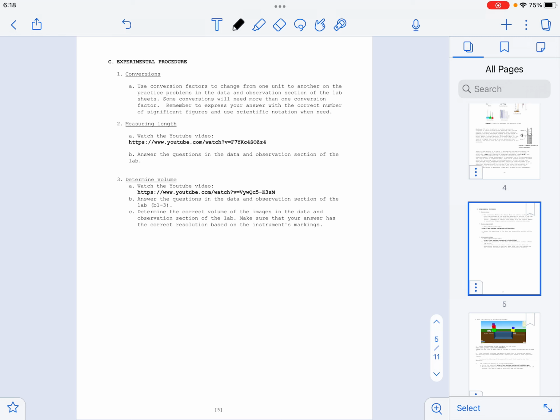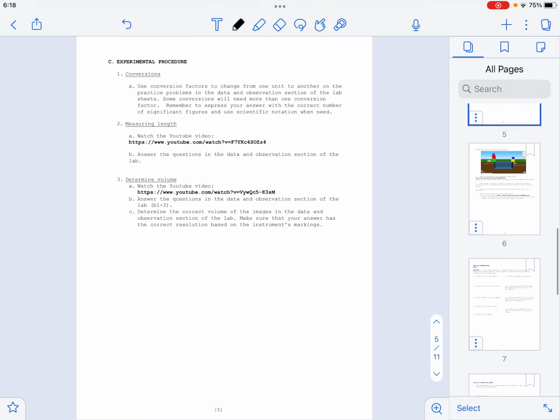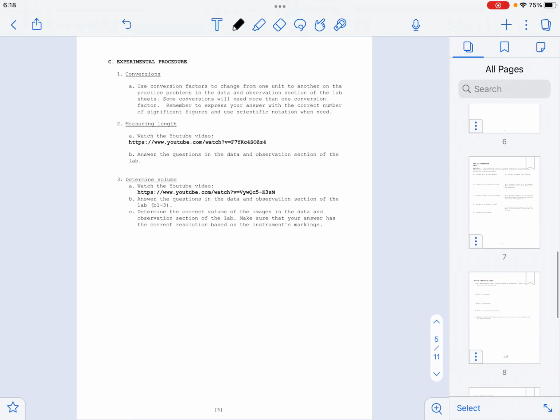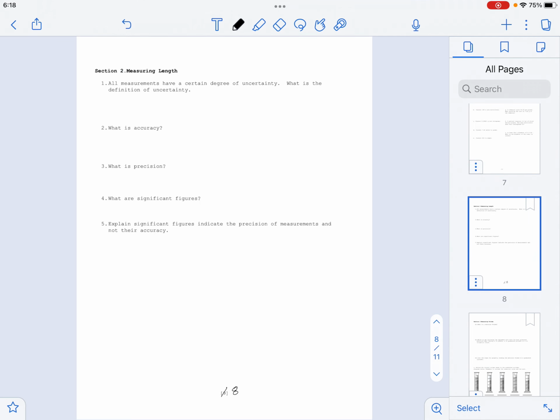On part 2 of the lab, you're going to be watching a YouTube video that is going to remind you of the correct way to report measurements of length. Then you're going to proceed to look at the questions that are given to you. So on page 8 of the lab sheet, you see the questions that you need to answer based on that YouTube video.